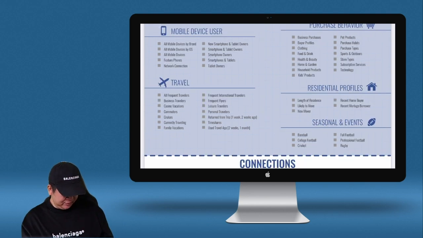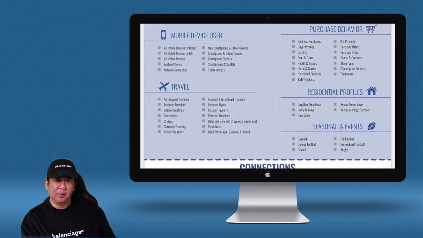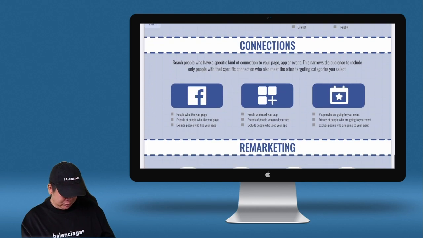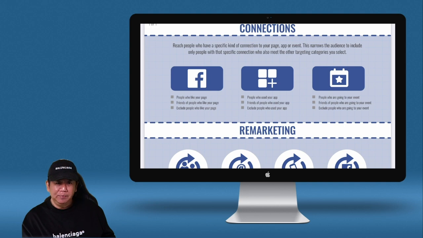So as mentioned, mobile device user, this is available to us. Travel is also available to us. And we don't have all of purchase behavior that's listed here, but we do have engaged shopper specifically. And engaged shopper refer to people who click shop now button in Facebook within the last 2 weeks. It doesn't mean they purchased anything, but well, these people were certainly engaged, and that's the reason why it's called engaged shopper.